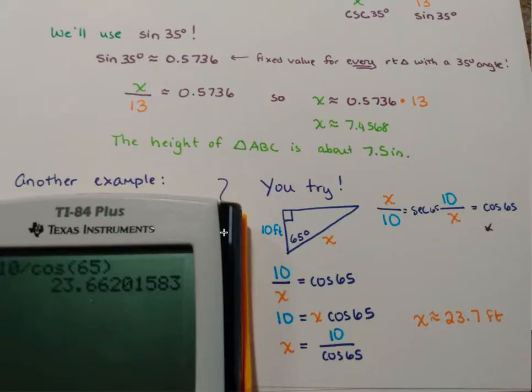All right, here we go. Let's see how you did. So I had two ways I could have compared x and 10. One of them would have been the secant. The other was the cosine. Cosine's on my calculator. So I set up my ratio for cosine. I multiplied by x, divided by cosine 65, went over to my calculator, did the math, and rounded to the tenths place.